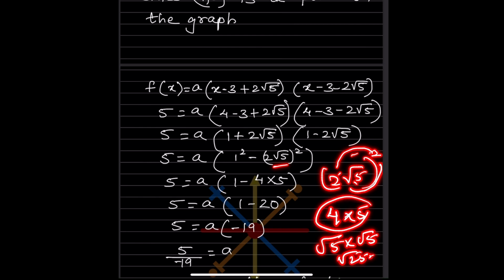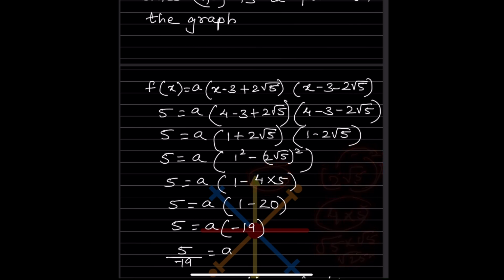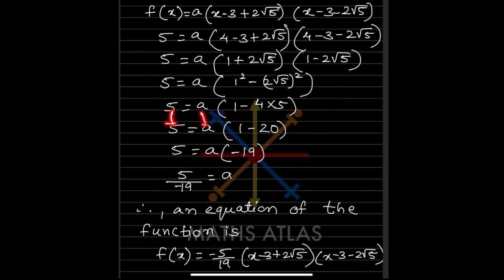So what will you get here? 4 into 5. Hope this is clear. This is going to be 20. Again here, 1 minus 20 means minus 19. So 5 here, this is going to be minus 19, that is a.